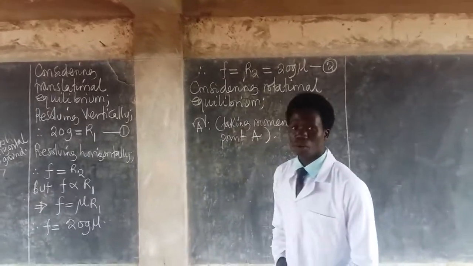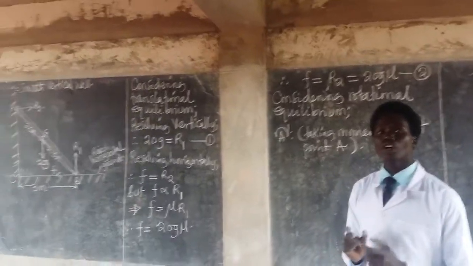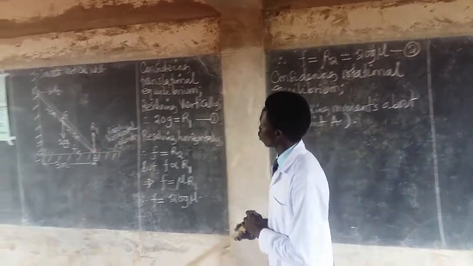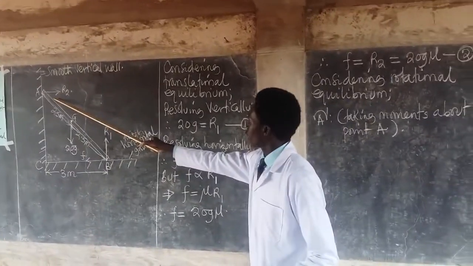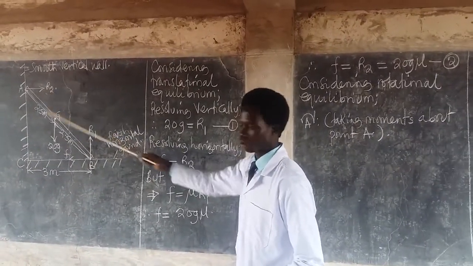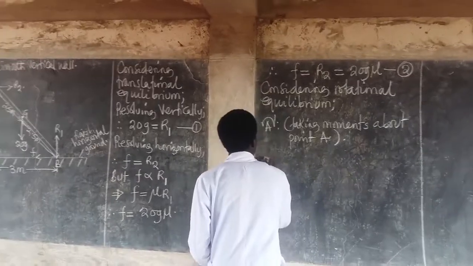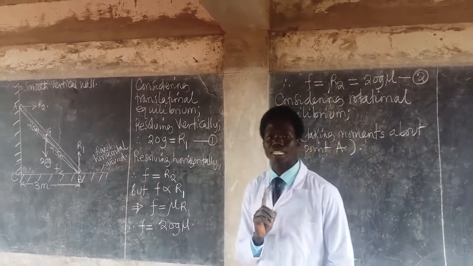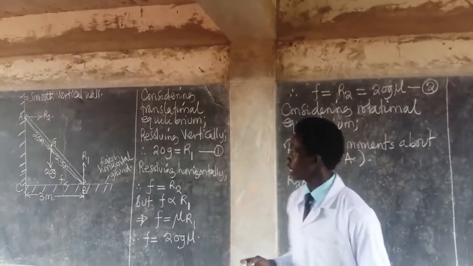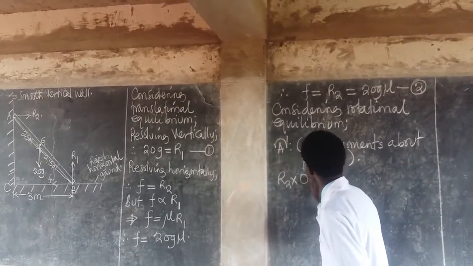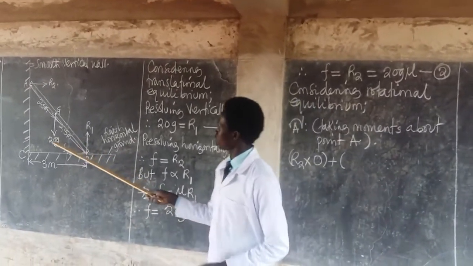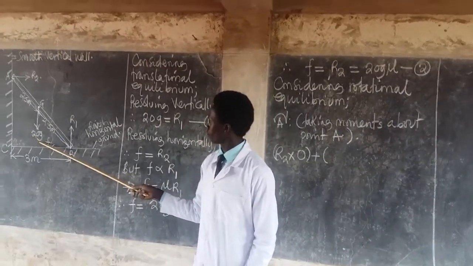If I'm to take moments about point A, I'll be considering each force at a time. So at point A, the first force I have is R2. So I'll have R2 times the perpendicular distance from the turning point. Its perpendicular distance is 0. Plus, then the next force is 20G.